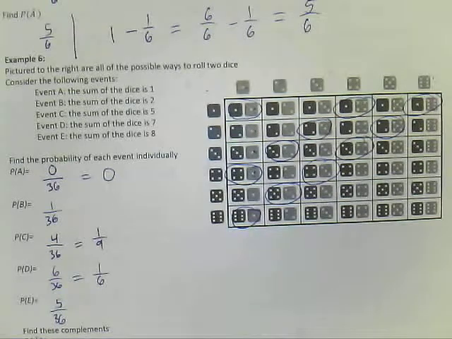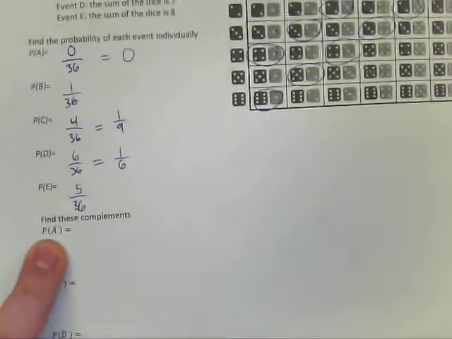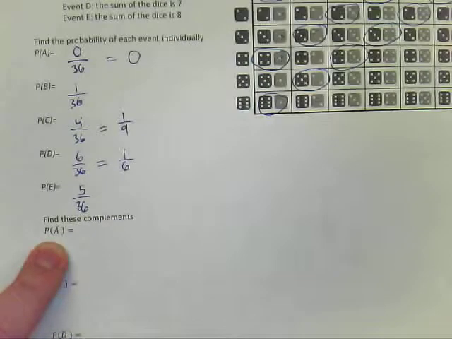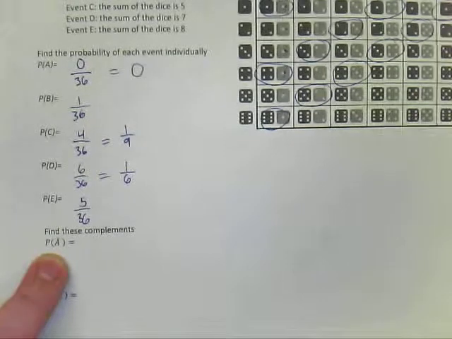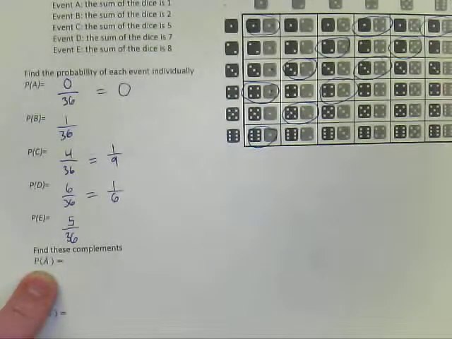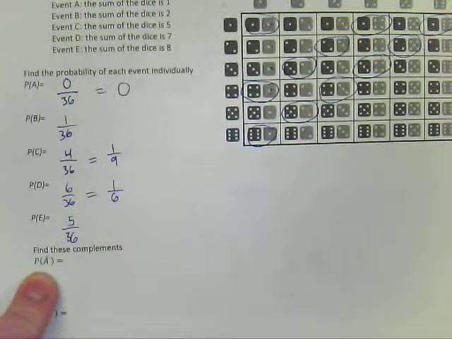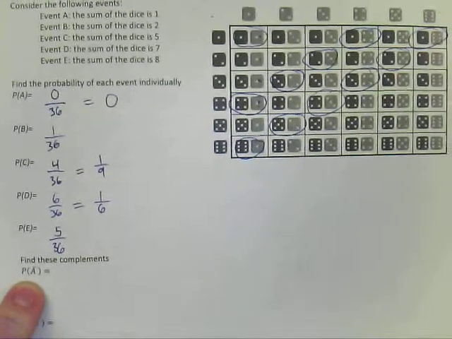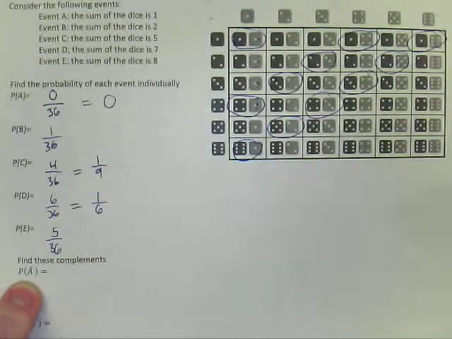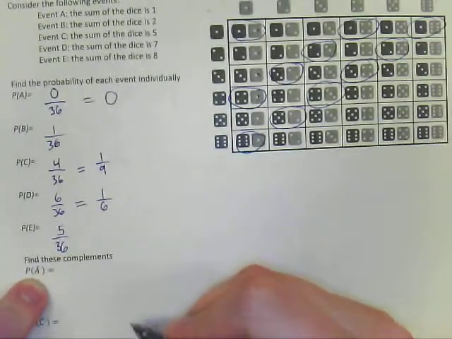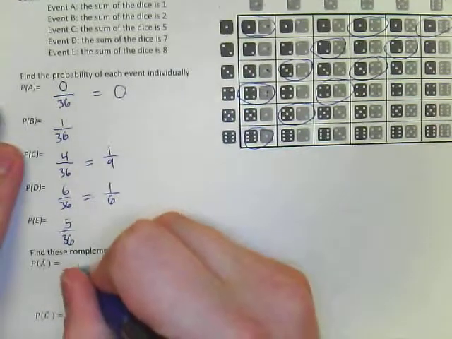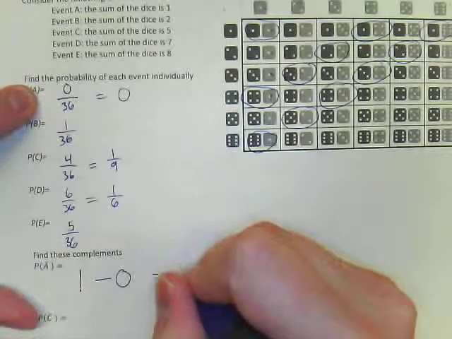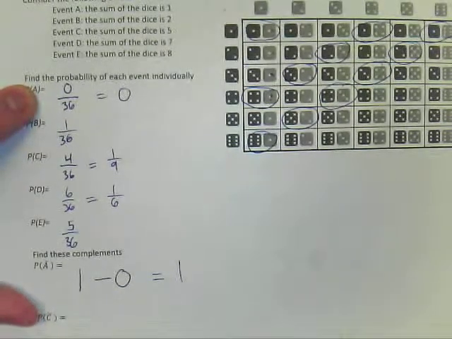Okay, now let's look at complements. So the probability of the complement of A, or A bar, to get that, we could again just look at the grid here and figure that out, or we can subtract it from 1. So if we think about the number of ways to not get a sum of 1, well, there are 36 ways not to get a sum of 1, so that's going to be 36 out of 36, which is 1. Or again, we could just think of taking a probability of 1, subtracting off the probability of event A, which is 0, and we get 1. Either way works just fine.